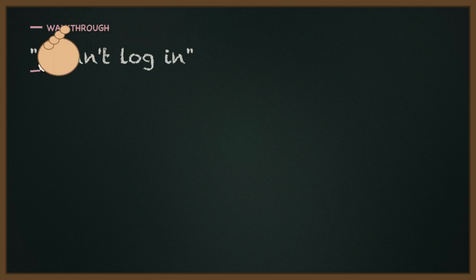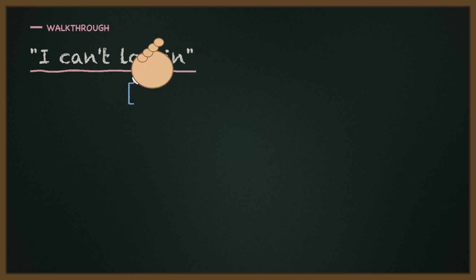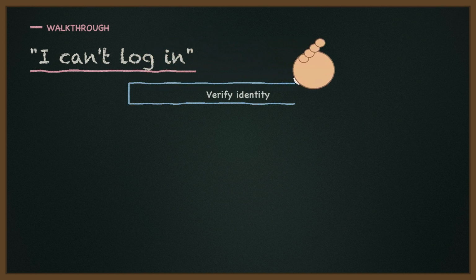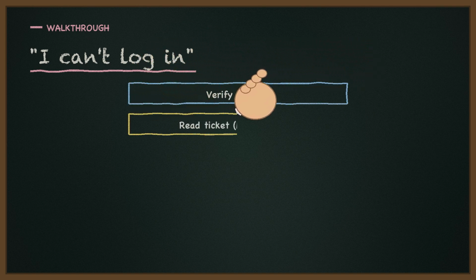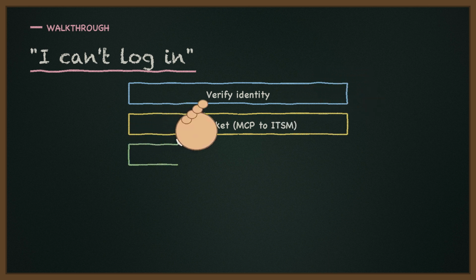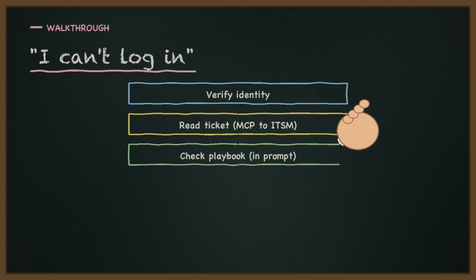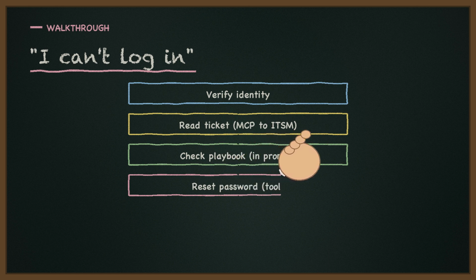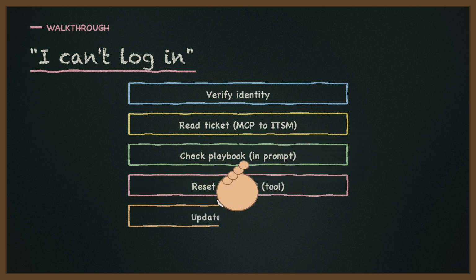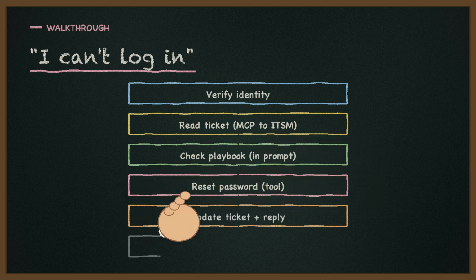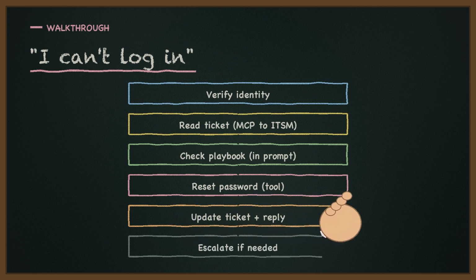Let's trace a real ticket and watch the pieces fire in order. "I can't log in" arrives. Aria verifies identity through the identity tool. She reads the ticket through MCP into the ITSM. She checks the playbook loaded in her prompt. She resets the password through a tool or API. She updates the ticket and replies. And if it isn't a simple reset, the escalation path hands it to a human.